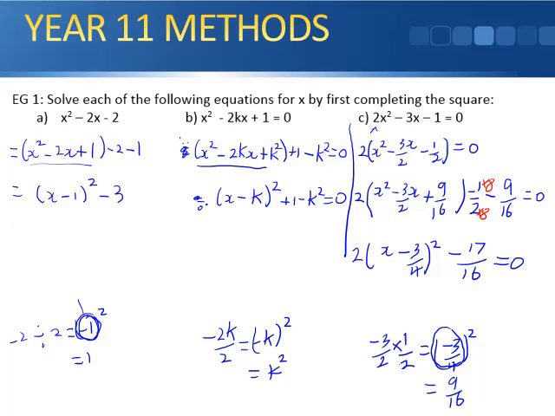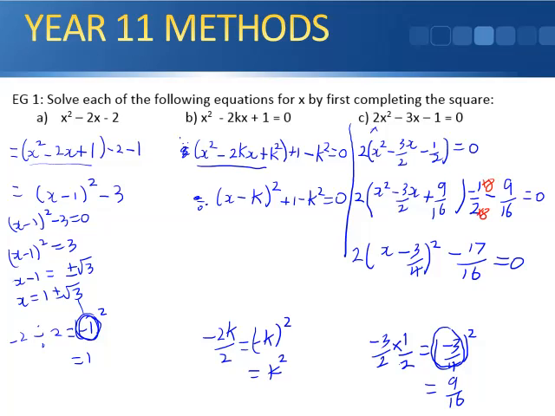I put this equal to 0, so I get x minus 1 squared minus 3 equals 0. So x minus 1 squared equals 3. So x minus 1 will equal plus and minus the square root of 3. So x will equal 1 plus and minus the square root of 3.